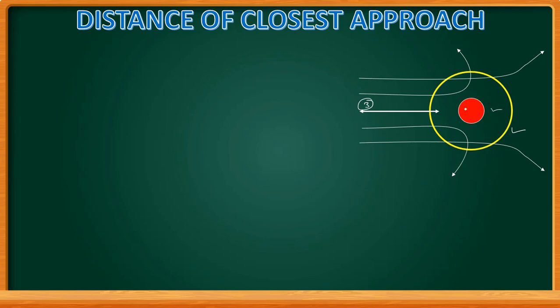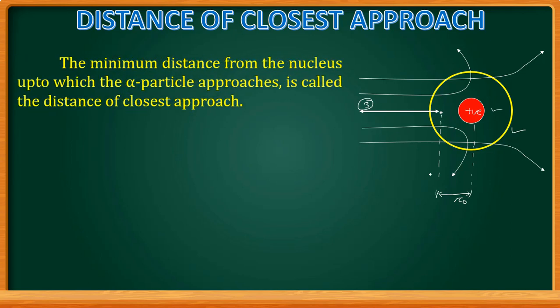As you know, the nucleus is positively charged and the alpha particle is also positively charged. So the electrostatic force of repulsion arises here, and the alpha particle from this point starts retracing its path. The distance from this point to the center of the nucleus is called the distance of closest approach. How can you define that? The minimum distance from the nucleus up to which the alpha particle approaches is called the distance of closest approach.